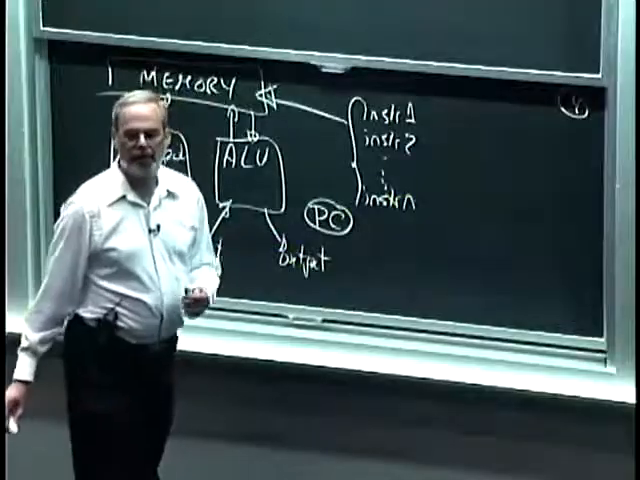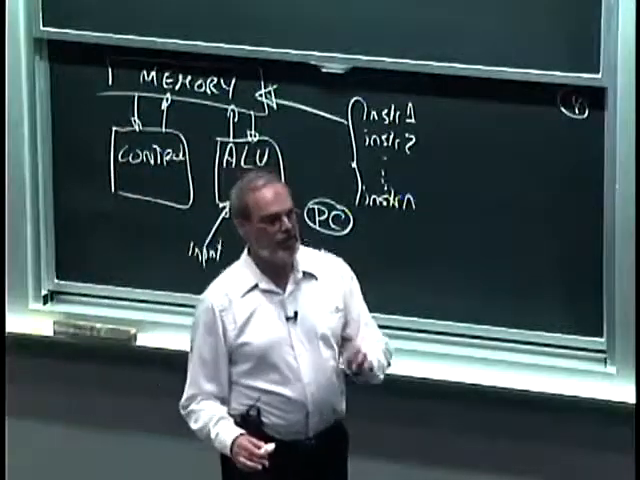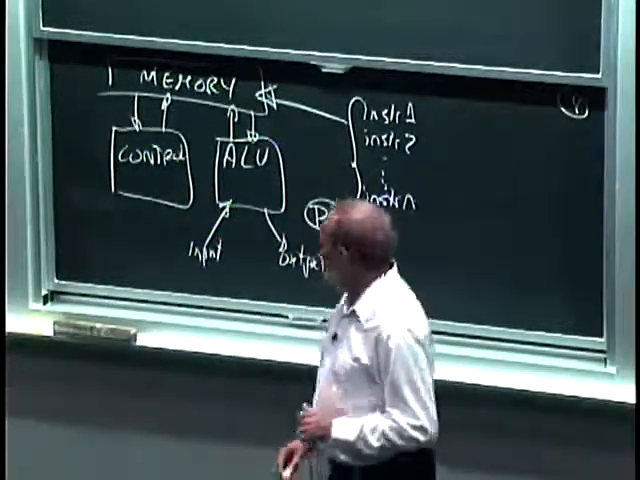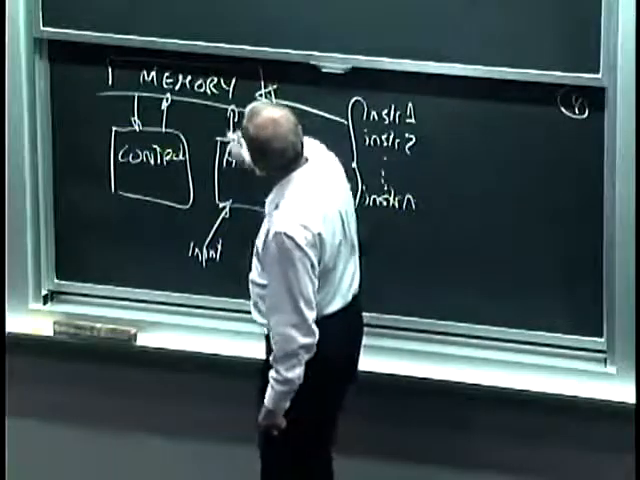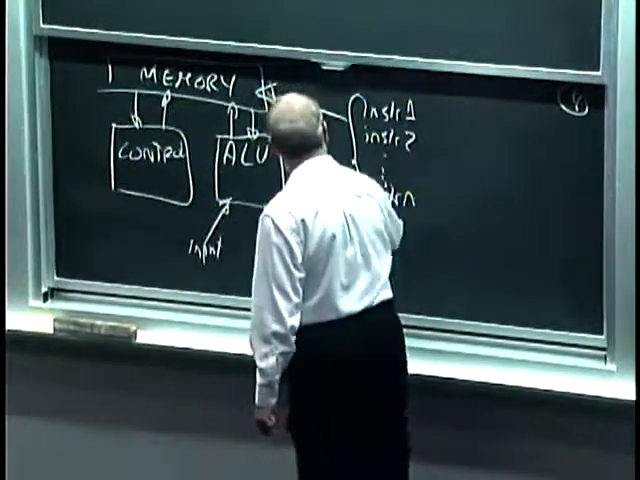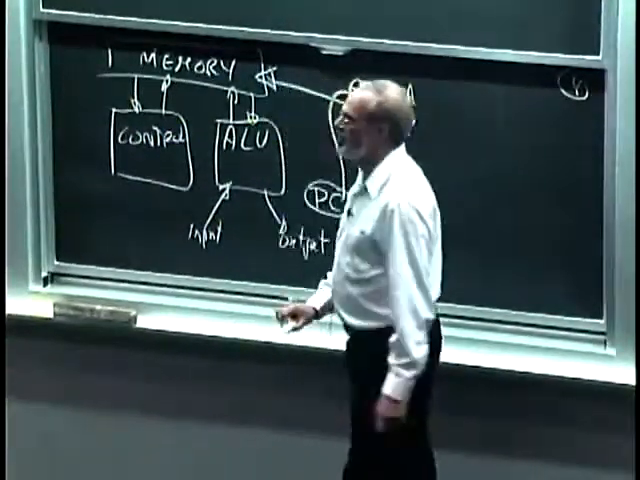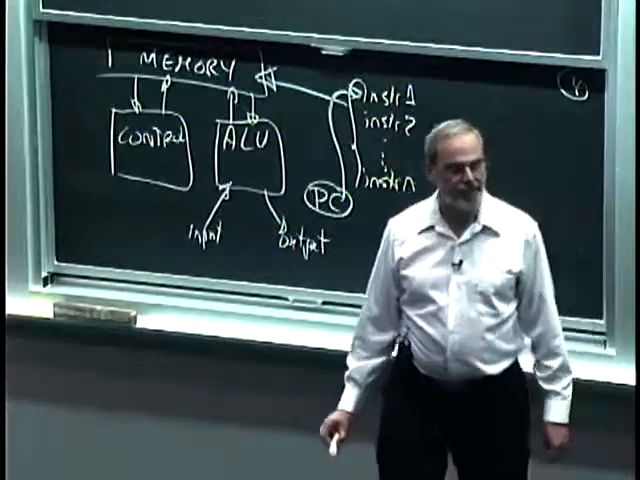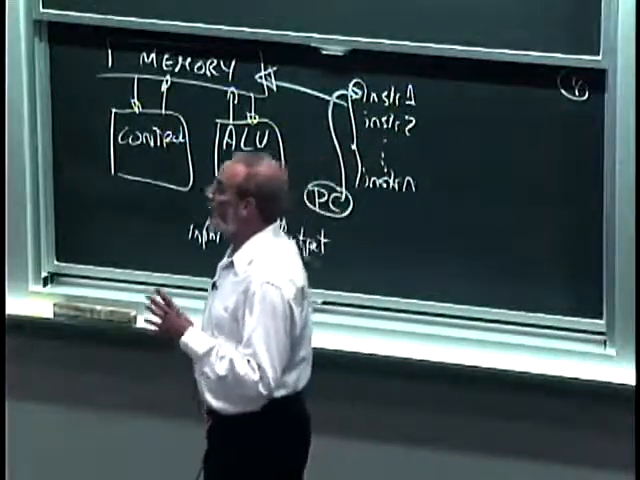We have a thing called a program counter. And here's the basis of the computation. That program counter points to some location in memory, typically to the first instruction in the sequence. And those instructions, by the way, are very simple.